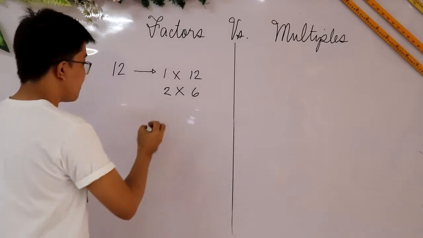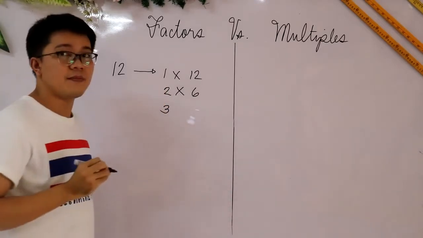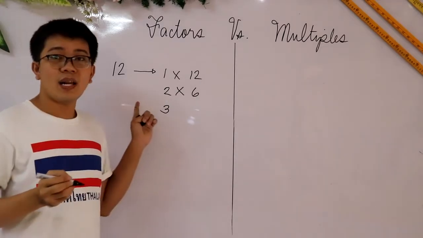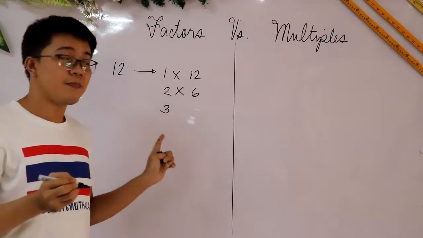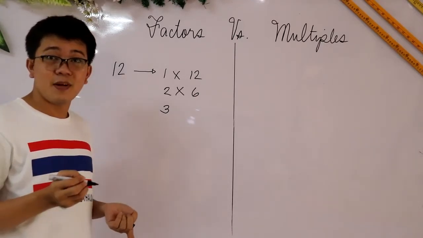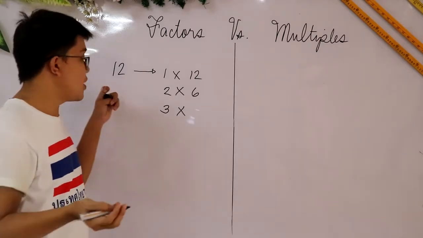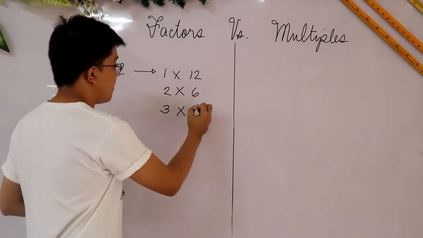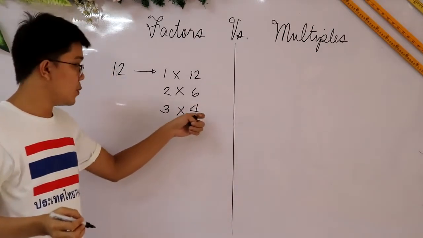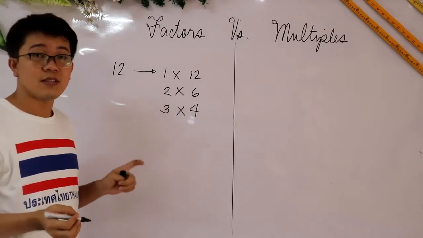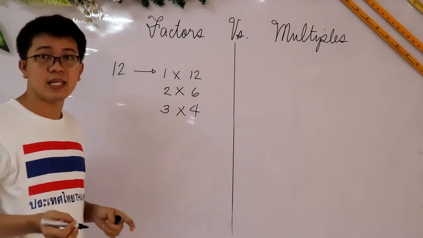How about 3? Remember the divisibility rule for 3. What is the divisibility rule for 3? Yes, 12 is divisible by 3. So we say that 12 is also equal to 3 times 4. How about 4? We only have less than 4 here. How about 5? 6. 6 is already here in our list.